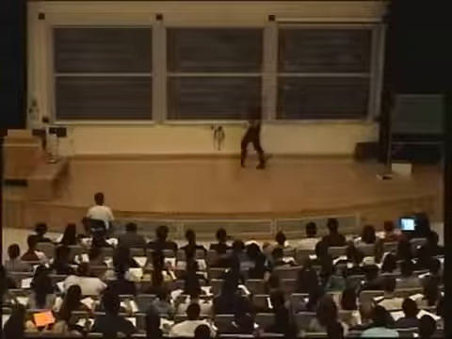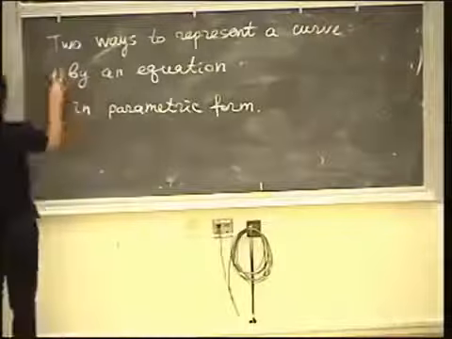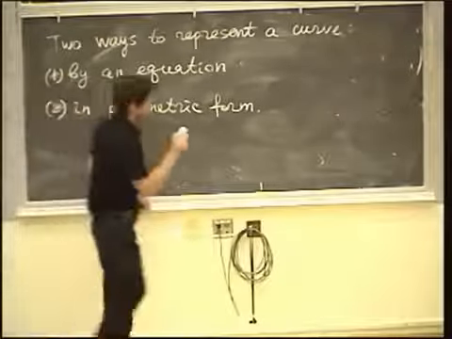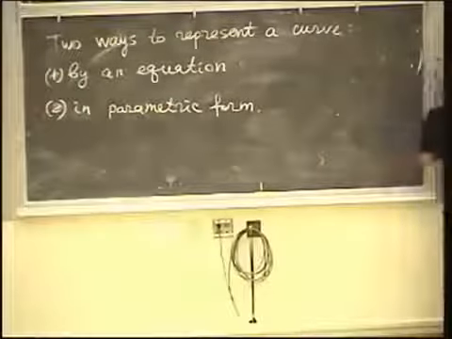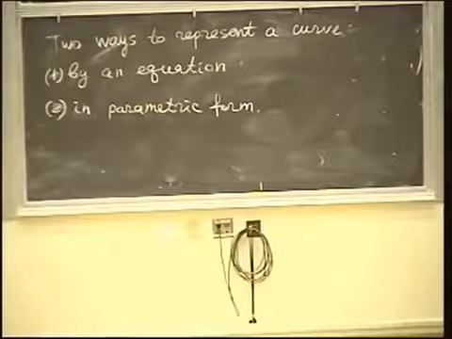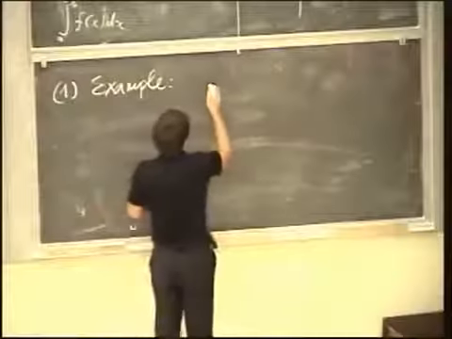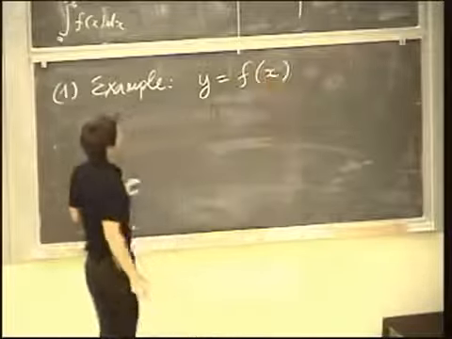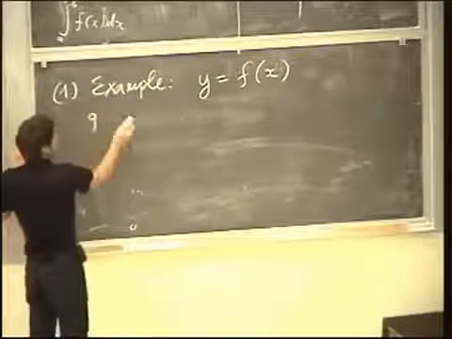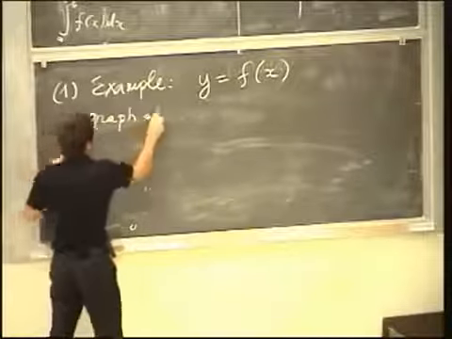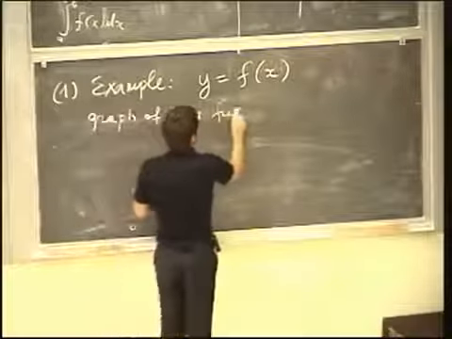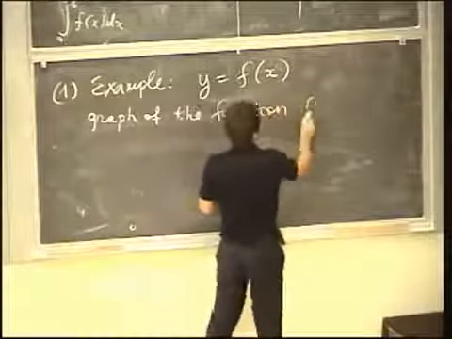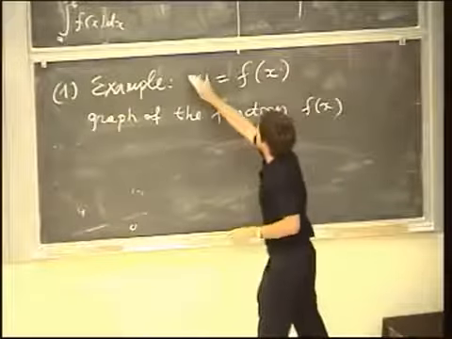So let's say, let's call this 1, and let's call this 2. So for 1, an example would be an equation like this, y equals f of x. In other words, it's a graph of the function f of x. So where's the equation? This is the equation.